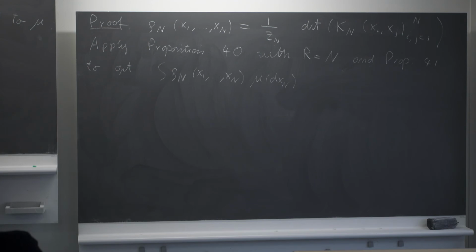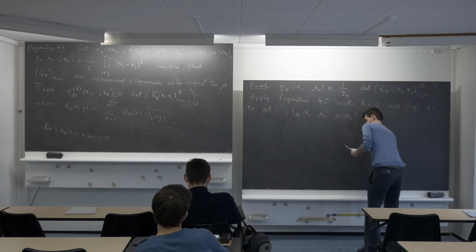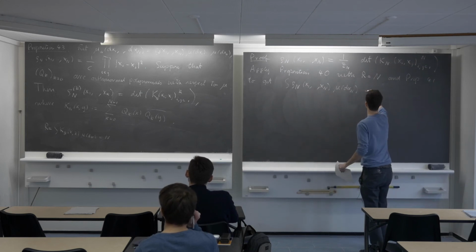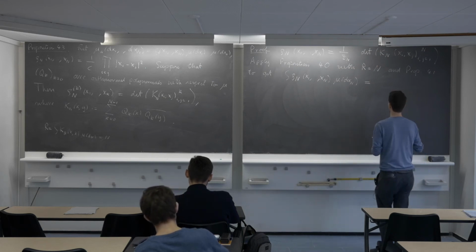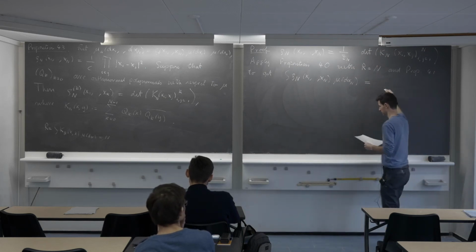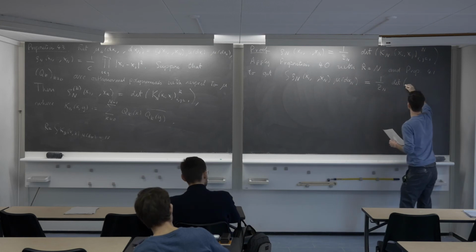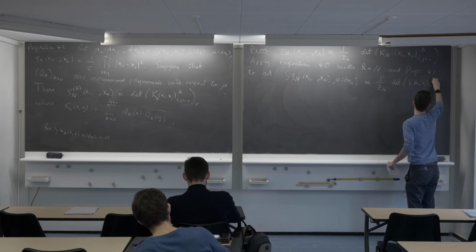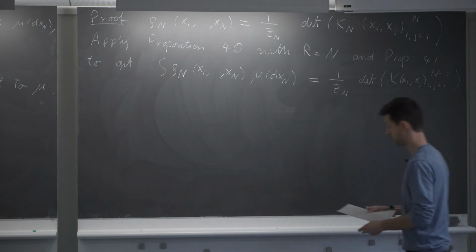And so now we can just integrate. So we do the first integration using proposition 40. And if you recall, we had an r minus n plus 1. So we just get 1 times the determinant of the n minus 1 by n minus 1 submatrix. So that was the first step. And now we integrate the next one.